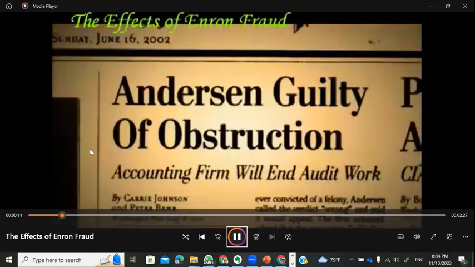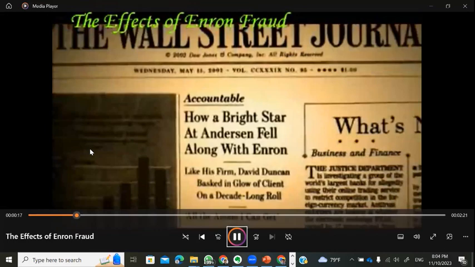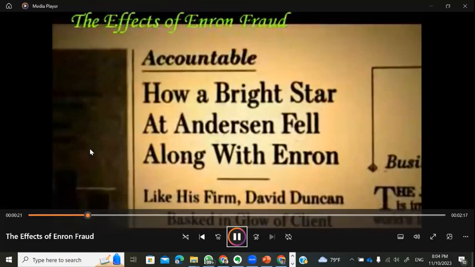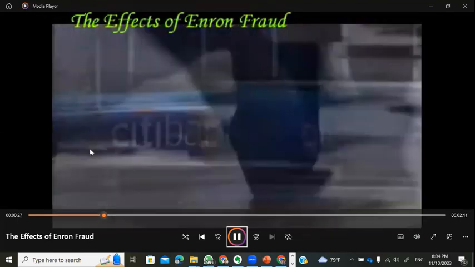Enron's accounting firm, Arthur Andersen, was convicted of obstructing justice. With its reputation for honesty destroyed, America's oldest accounting firm fell along with Enron, and 29,000 people lost their jobs. Enron shareholders are suing Enron and its banks for $20 billion.